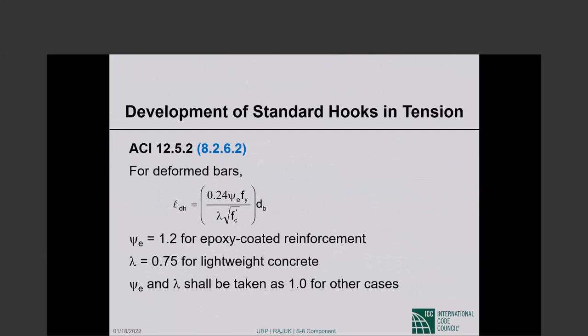Hooked bar development length. Okay, this is the important expression for hooked bar development length. F sub y, F sub c prime, D sub b are the parameters. In addition, there is an epoxy coating factor, 1.2 for epoxy coated reinforcement. We don't increase it to 1.5 here for closely spaced and thin cover. Gamma is 0.75 for lightweight concrete. So those are the only two factors, psi sub E and gamma.